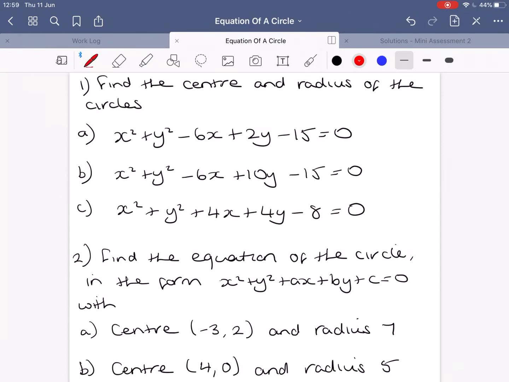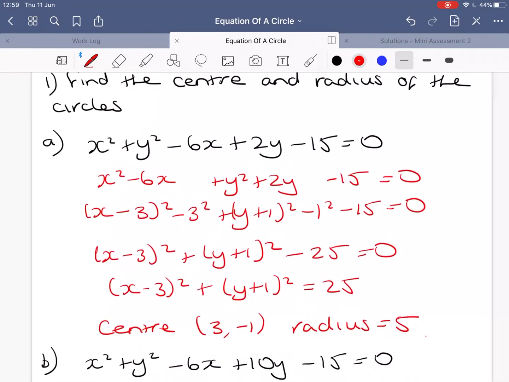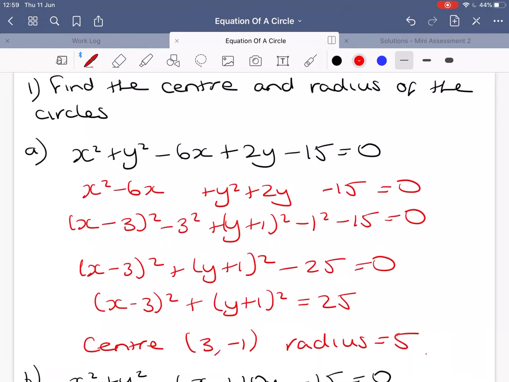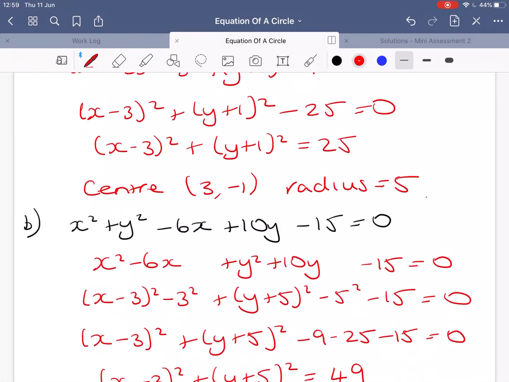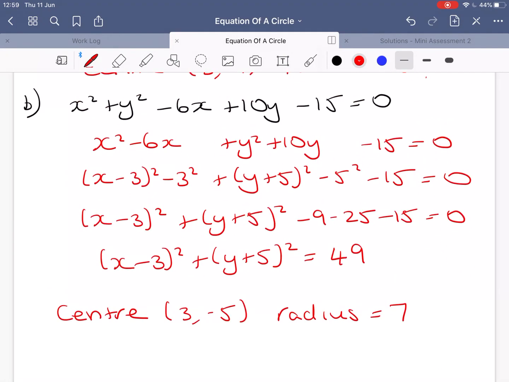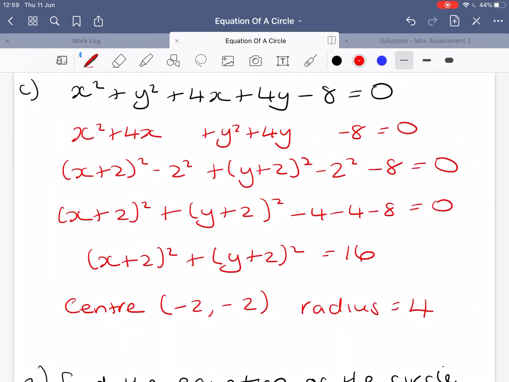Okay, so here's the answers to the first one. So you should have got a centre of 3, minus 1 and a radius of 5. Again, I must like my radiuses at 5s for a minute. The second one, you should have got a centre of 3, minus 5 and a radius of 7. Remember, you can press pause on these if I'm going too fast, just to look. And the third one, you should have had a centre of minus 2 and a radius of 4.